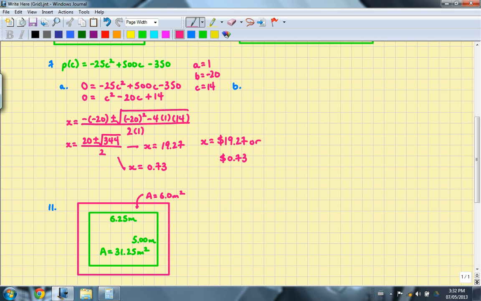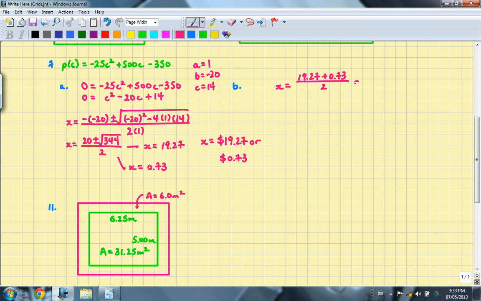For part B, you're supposed to find out what ticket price will raise the most money. So you're supposed to find the vertex. And for that, since we already have the 2 x-intercepts, I'm just going to average them and then find out where the middle is and plug that into the equation to find out what the maximum revenue is. But it doesn't even ask for that. So we can actually just average the 2 x's if we wanted to. So here we go. X is equal to 19.27 plus 0.73 all over 2.